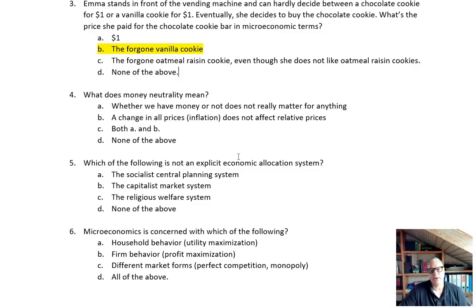Then we talked about money neutrality. What does that mean? A, whether we have money or not does not really matter for anything. B, a change in all prices, inflation, does not affect relative prices. Yeah, that sounds right. Both A and B are correct. No, because it's not A. It does matter. So it is B.